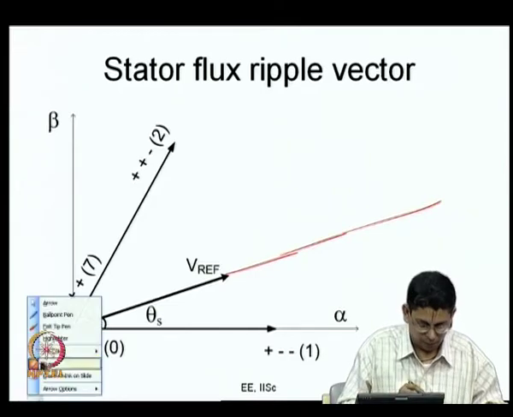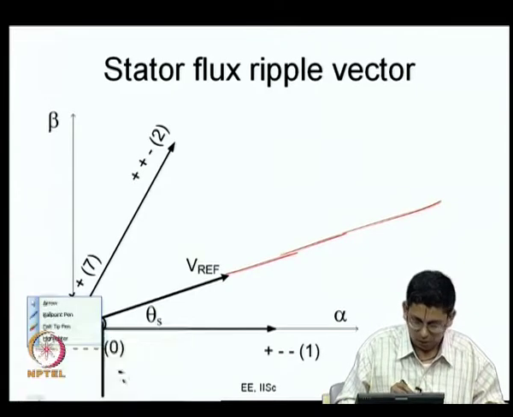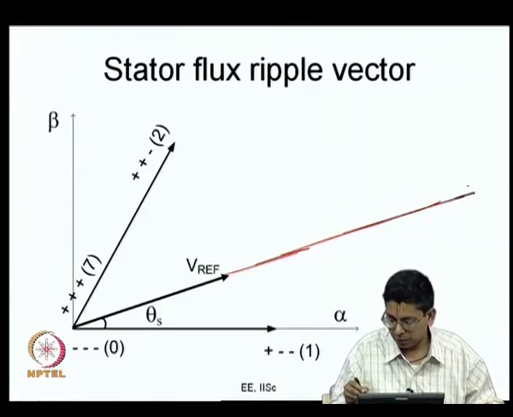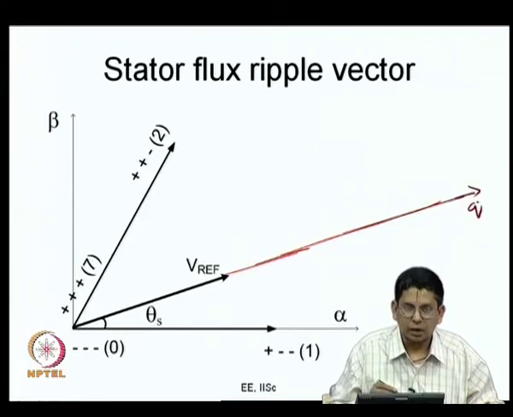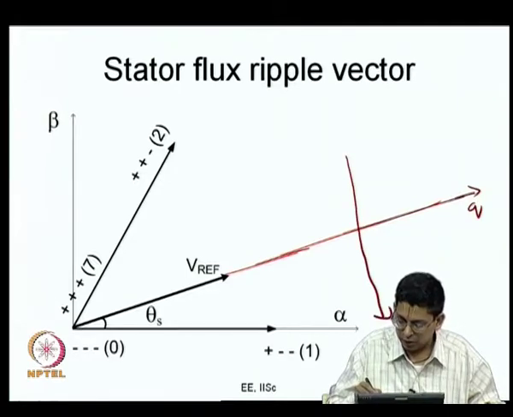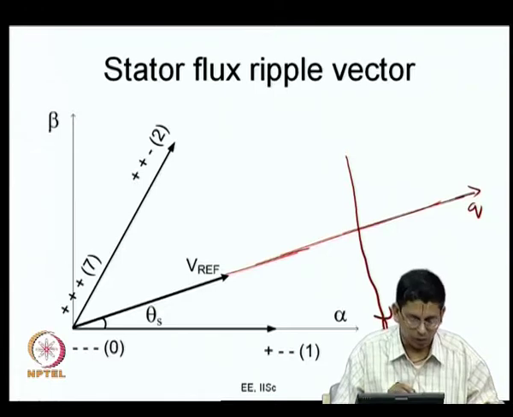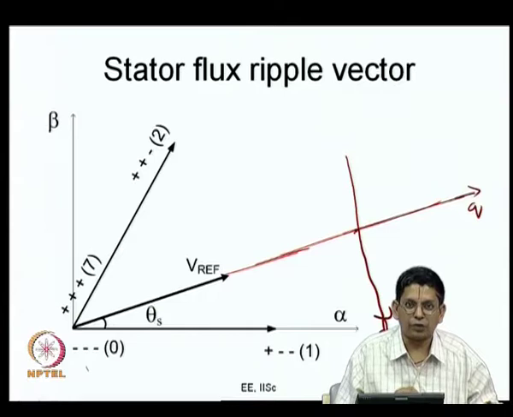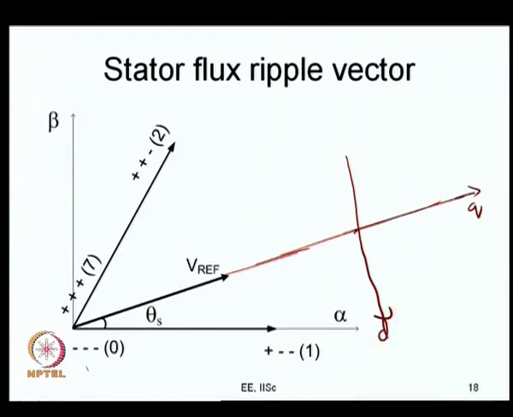Let me say that this is a reasonable representation of the q axis, and this is the d axis at an angle of 90 degrees. Instead of drawing the d axis here, I am just taking the origin here for convenience of drawing. First, what is your error vector? The error vector is when the null vector is being applied.